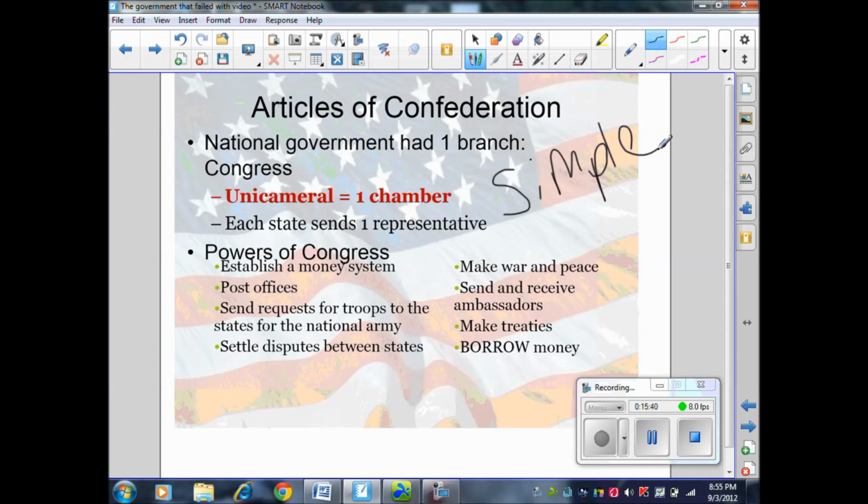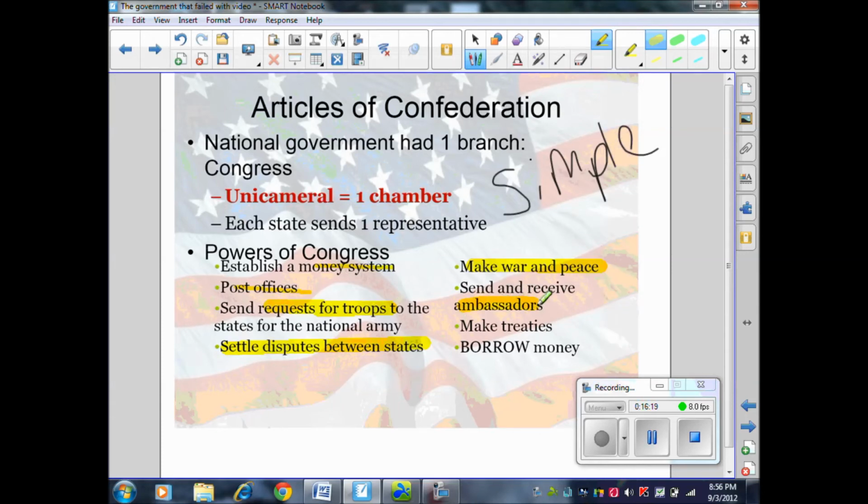So what could it do? Here's what it could do at the very bottom here. Create a money system. Create post offices. Request troops, and notice that key word here, request. They didn't have a standing army. They had to ask the states to send militia from their states if the new government was to go to war. They were supposed to be able to settle disputes between states, but they really had very little power to do so. They could make war and make peace. They could enter into war, but to do so, they had to request again, come back over here, the troops from the states, so that made war a lot harder.